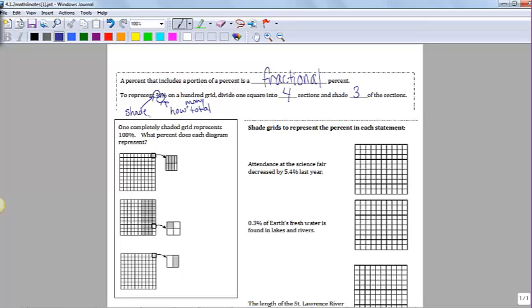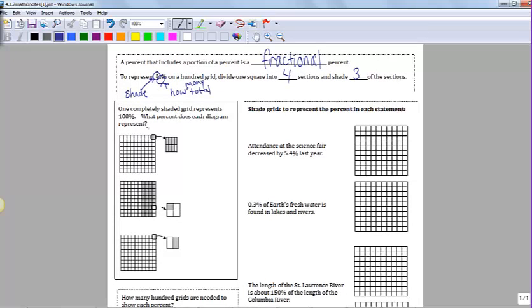Alright, so let's practice. Now these examples along the left hand side say one completely shaded grid represents 100%. Okay, so what percent does each diagram represent? Now, the first one, if that whole block was colored in, it would be 1%, right? But it's not. It's less than that. So this is going to be a fractional portion of a percent.